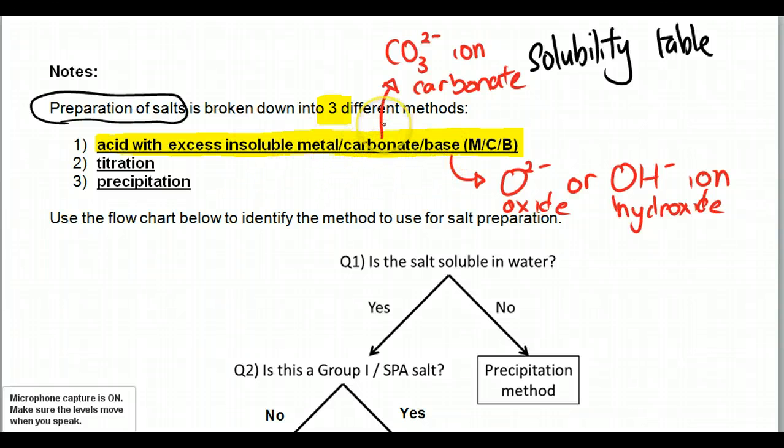We will look at it later on. The second method is actually your titration method. Right? The titration method is the second one. And the last one is your precipitation method. We will go into details what each of them encompasses. But now, I need you to remember that there are three different methods, which are precipitation, titration, and acid with excess insoluble MCB.